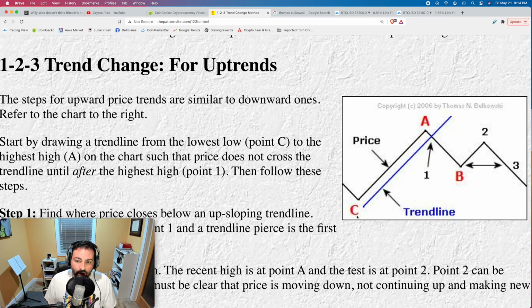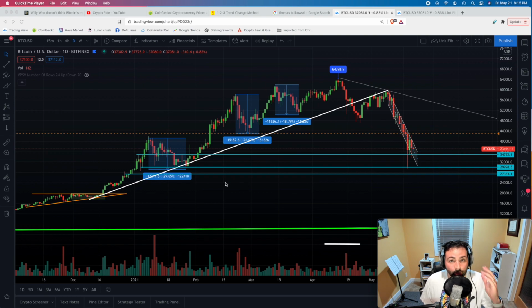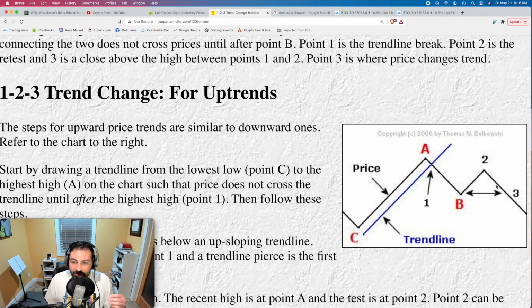So basically, what needs to happen for this to be valid, for an uptrend to be negated and for it to turn into a downtrend, is that you have to have an uptrend to begin with. And the trend line we're going to be using in this video began back in December of 2020, and we just recently fell off on Wednesday of this week.